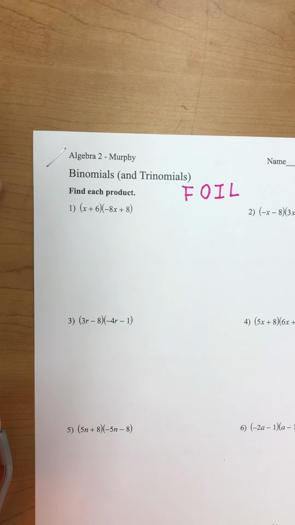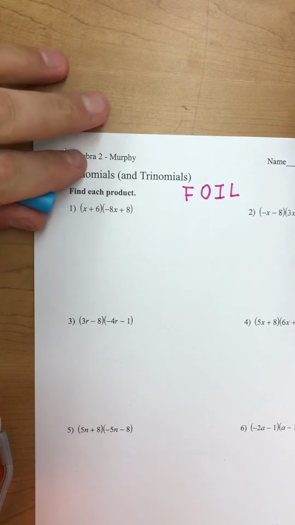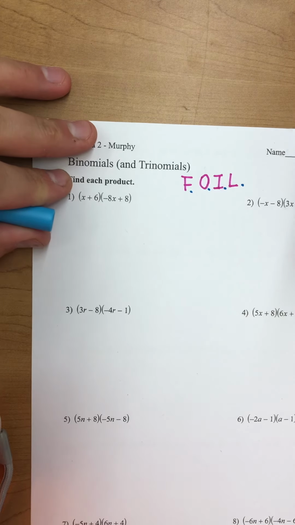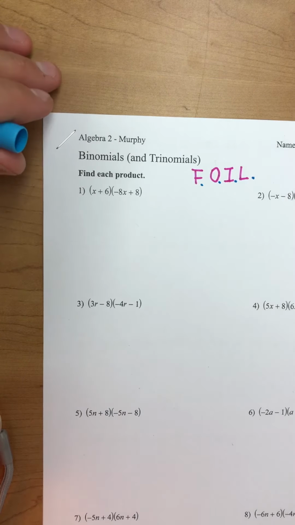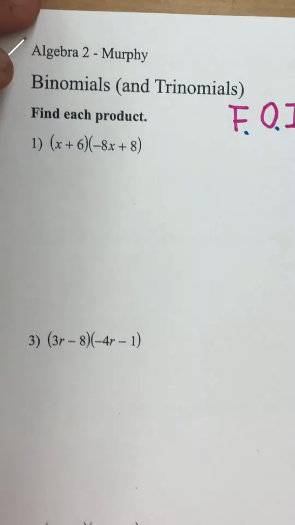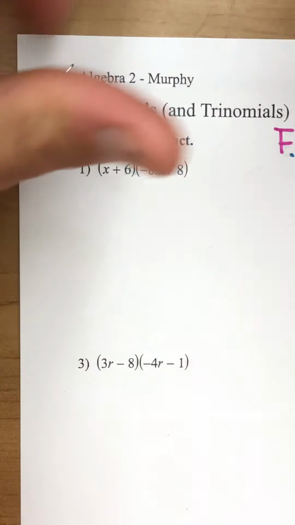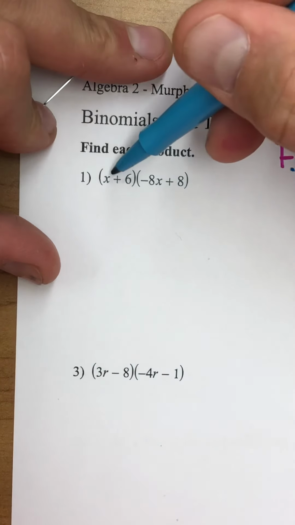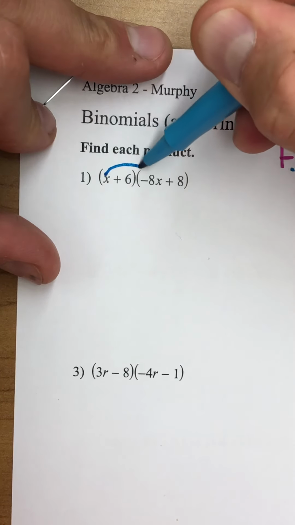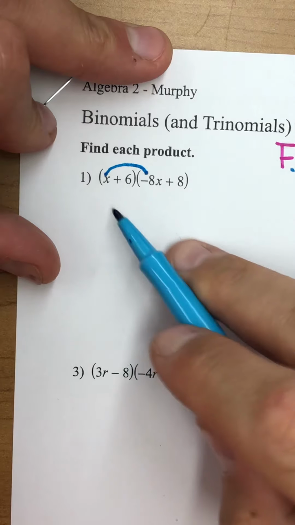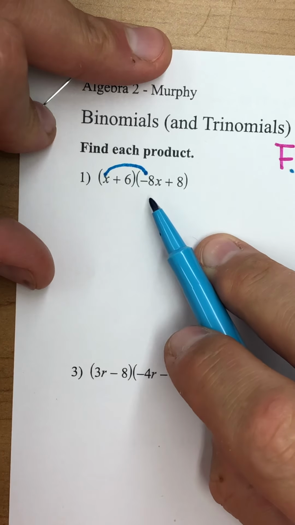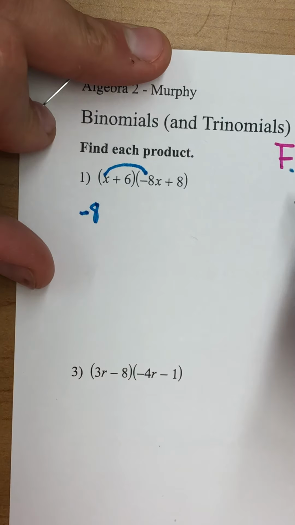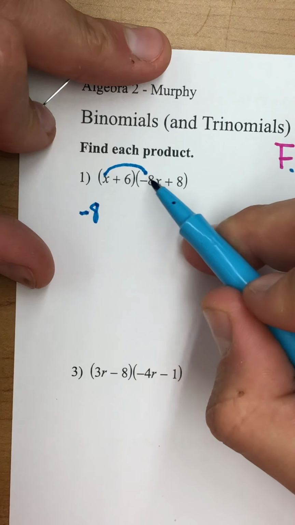Now, I know you were learning about FOIL. FOIL stands for first, outer, inner, and last, okay? So let's take a look at the first one right here. What we're gonna do is the first. That means the first here and the first here. So we have x times negative 8x. So then we get negative 8 times 1, which is negative 8. And we have an x times an x.